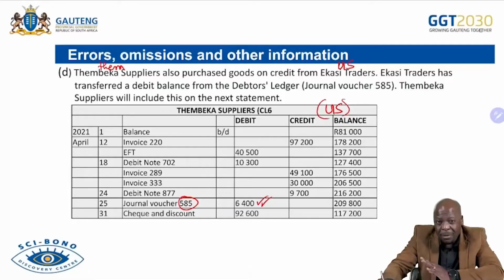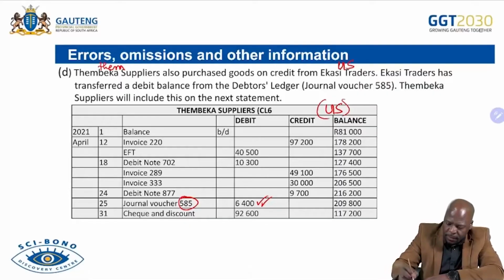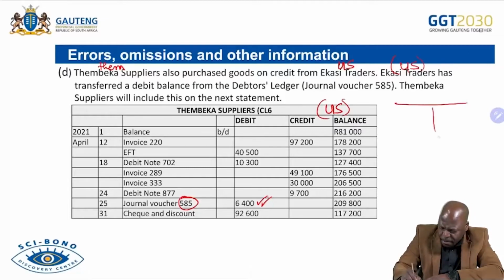What is that coming from? What is this about? Let's break it down. It says Ekasi Traders, which is us, we have transferred a debit balance. What does that mean? Let's come back again. I want us to think, here is a debtors ledger.